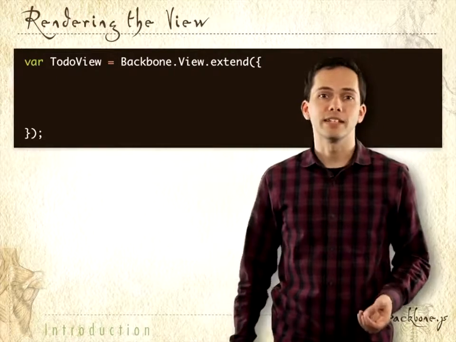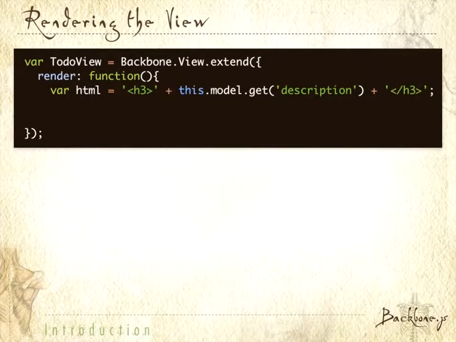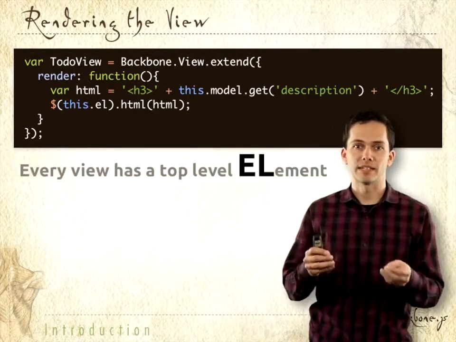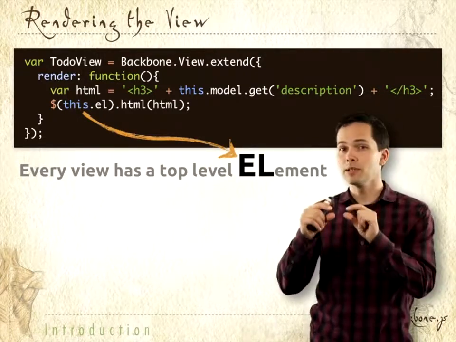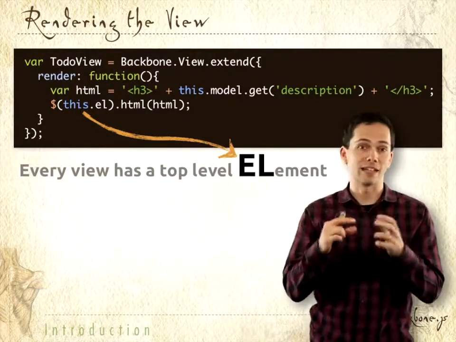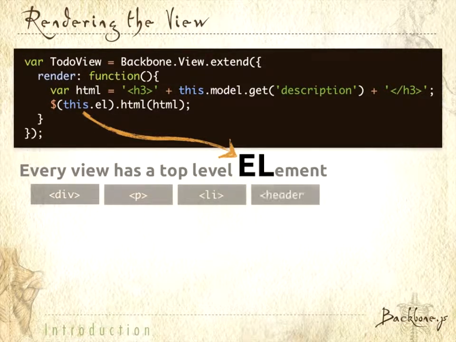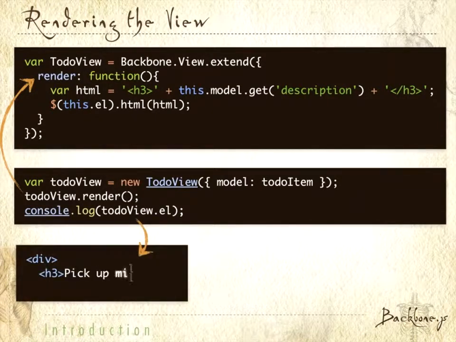We need our view to render out some HTML for our to-do item. To do that, we need to define the render function. Inside the render function, we're going to get our description out of the model and create some HTML. We're then going to set the HTML of that view element. Now every view instance has its own view element. That's that el for element. So a single instance is associated with an element, which means it's an HTML tag of some sort. It could be a div, which it is by default, but it also could be a paragraph, an li, a header, or whatever you want it to be. Now when we instantiate the view, we call that render function. We can then print out the resulting HTML to the console by just calling toDoView.el.